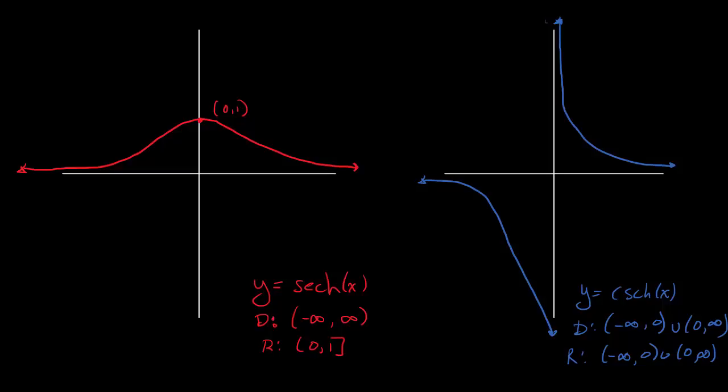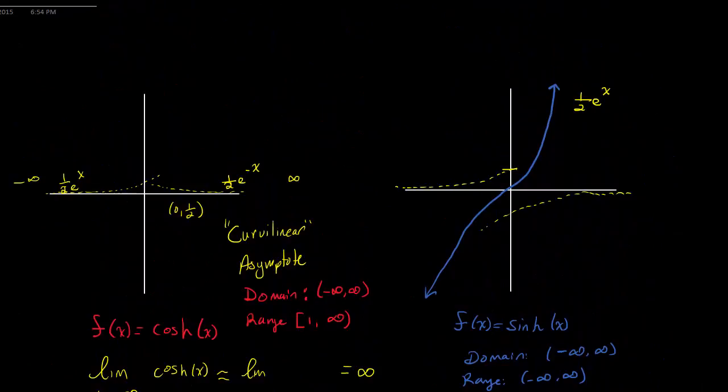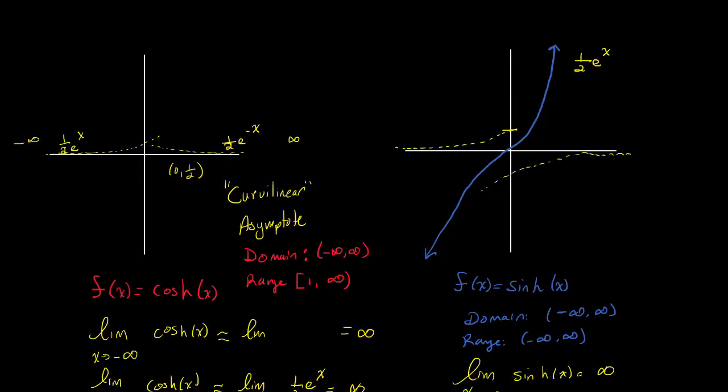Now, when you can see the graphs, I think it's a little easier to reflect upon which of these functions is even and which is odd. Remember, even functions have symmetry with respect to the y-axis. Odd functions have symmetry with respect to the origin. So let me go ahead and draw this relationship here. So it looks like this.